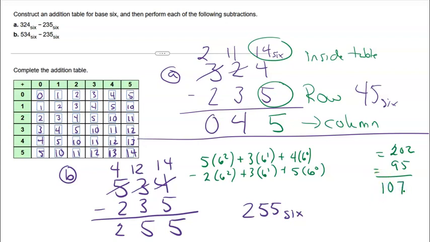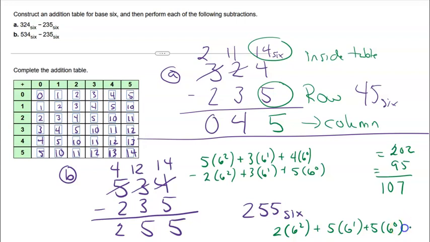Again, that's base 10. Now, is 255 base 6 the same as 107? Well, we could check it out by saying 2 times, this is going to be 6 to the second, plus 5 times 6 to the first, plus 5 times 6 to the 0. If that's 107, we did everything right. If it's not, then we probably need to check our work, and it might be a lot to check. And thank goodness when I checked it, I did get 107.